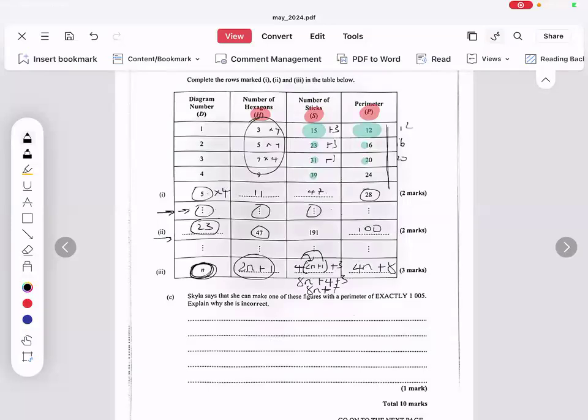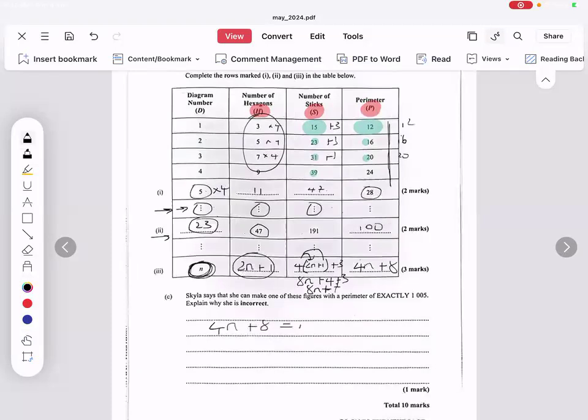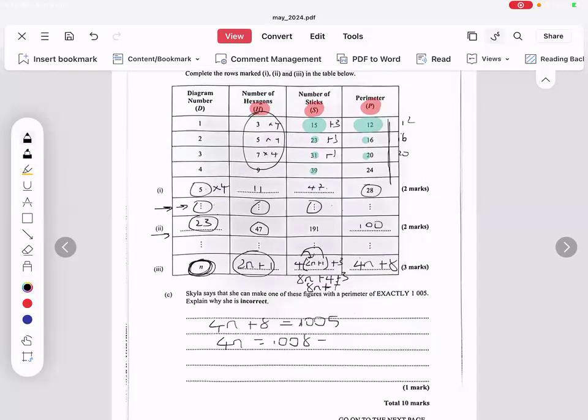4n plus 8. All right, set it up then. So we're going to explain why she's incorrect. 4n plus 8, and that will be equal to 1005. So that's 4n equal to 1005 minus 8. Subtract those, please. 997. All right, and then divide that by 4 now.